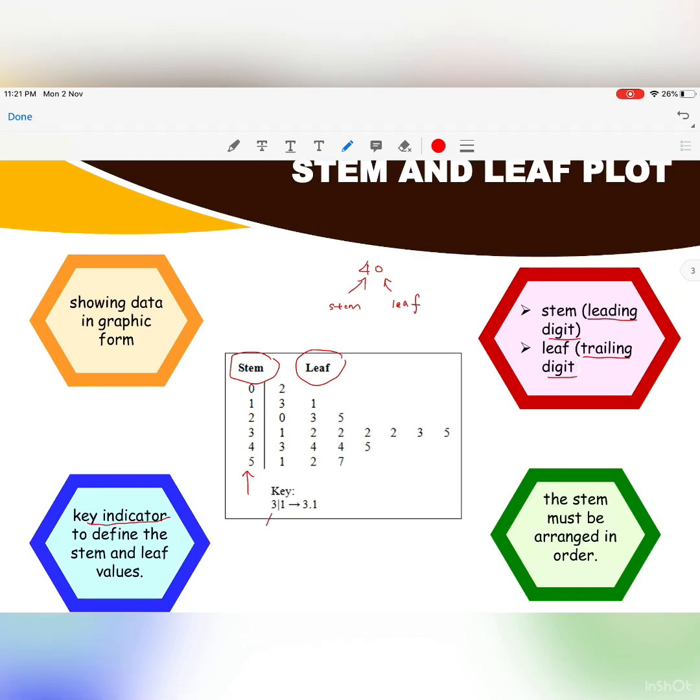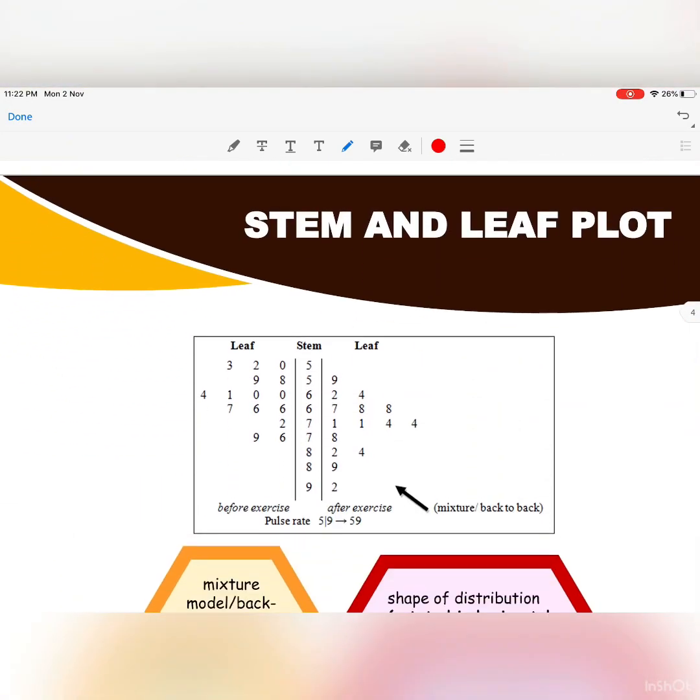For example, 3 stem, 1 leaf means 3.1. If we read this data, the first one is actually 0.2. Same for the rest. So here we have 1.3, 1.1, 2.0, 2.3, 2.5. That is the importance of the key. If we don't have the key, we wouldn't know there is a decimal place between the stem and leaf here.